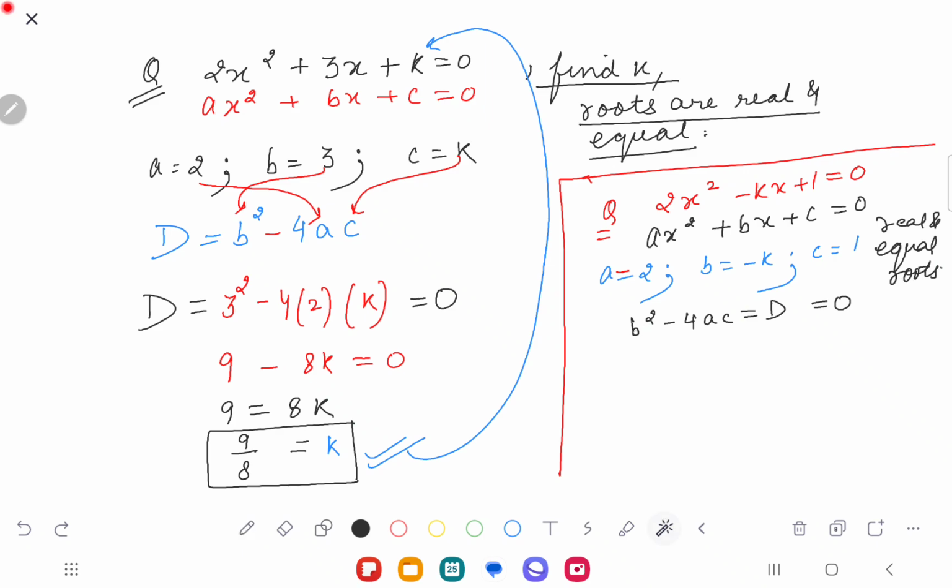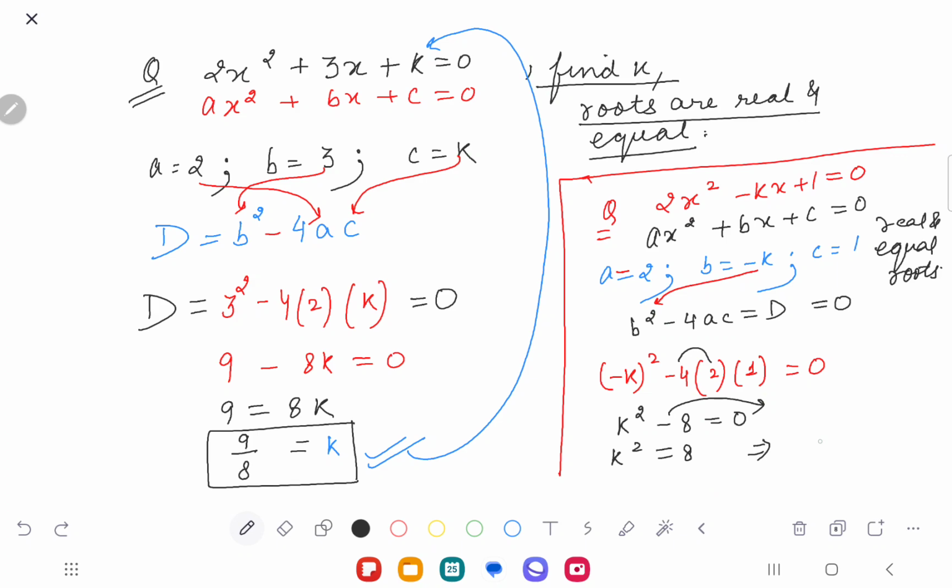And the discriminant's formula is b square minus 4ac. So let's put in the values. So b I'm going to put here, minus k whole square, 4a I'm going to put here, and c I'm going to put here, and that is going to be 0. So that's going to be k square minus 8 equals to 0, because 4 times 2 is 8, and minus k times minus k shall be k square. So k square here shall be 8.